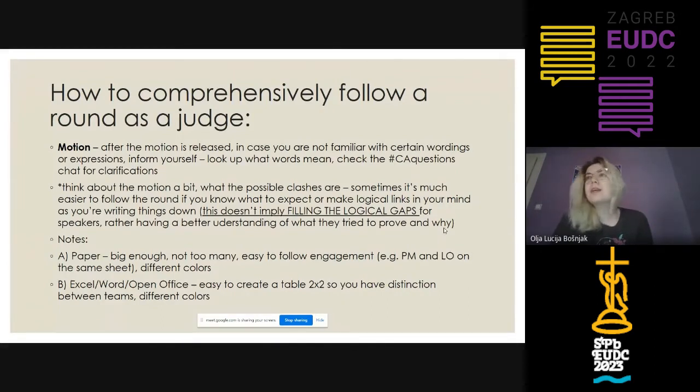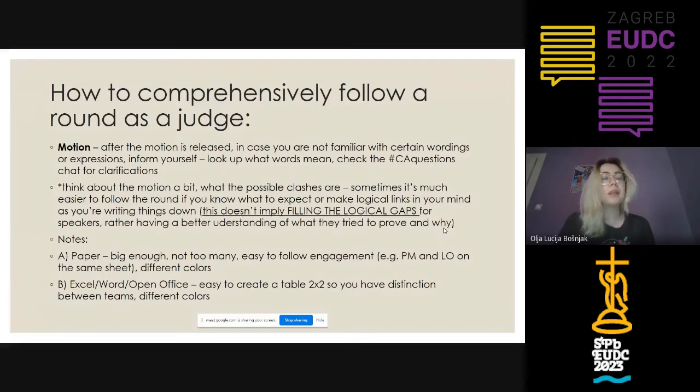Especially if it's a room with high quality speakers who speak fast and have a lot of content, it's difficult to track things down mentally and figure out where the argument or the entire case is going when you're hearing these arguments for the first time at 9 a.m. in the morning. So that's something I would definitely recommend in terms of approaching the round once you see the motion.